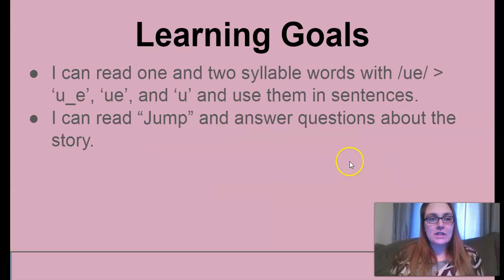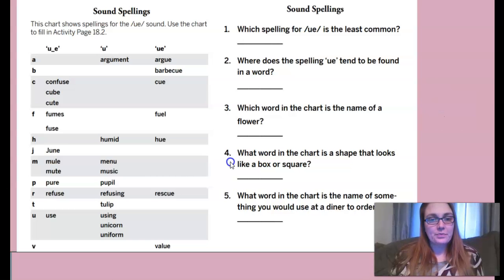Our learning goals for today: reading 1 and 2 syllable words with the U sound spellings of U space E, U, and UE, and then using words with those spellings in sentences, and then reading the story Jump and answering questions about the story.